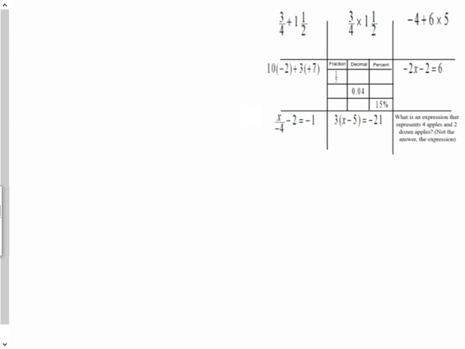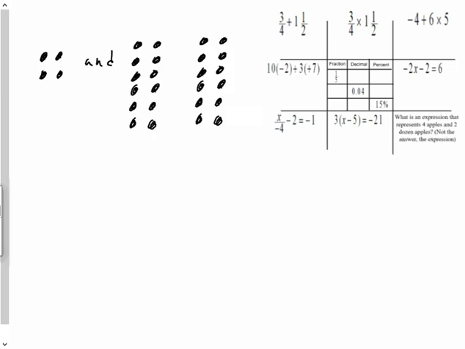And our last question says, what is an expression that represents 4 apples and 2 dozen apples? Not the answer, just the expression. So if I put 4 apples, I'm just going to draw it here. 4 apples and 2 dozen apples. This picture right here would represent 4 apples and 2 dozen apples.